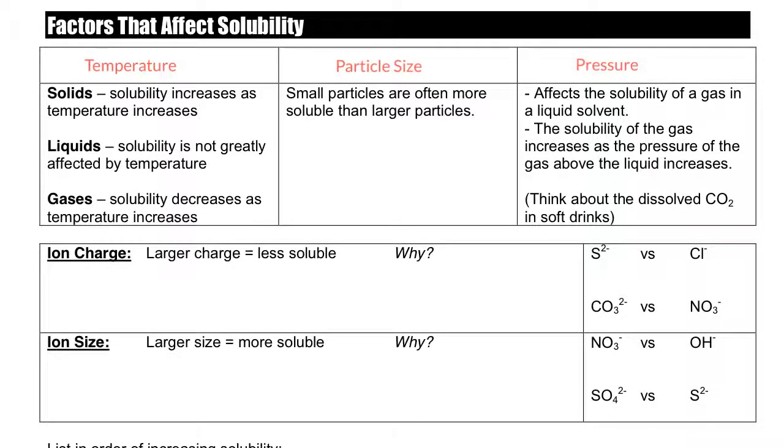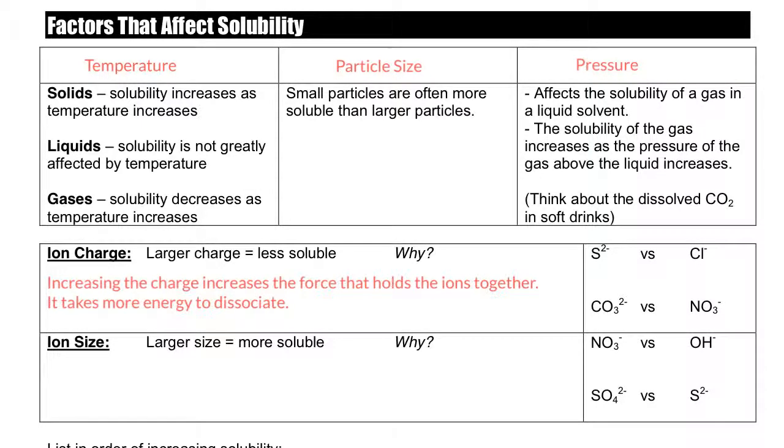When we talk about ionic compounds being dissolved in water, though, there's the ion charge that you have to think about, as well as the size. So a larger charge on an ion will make that ion less soluble. And when an ion is larger, it will be more soluble in water. So I'm just going to show you the reasons why that is.